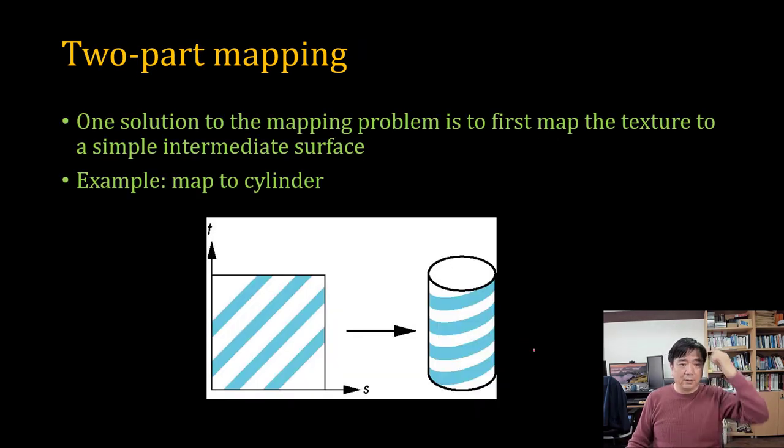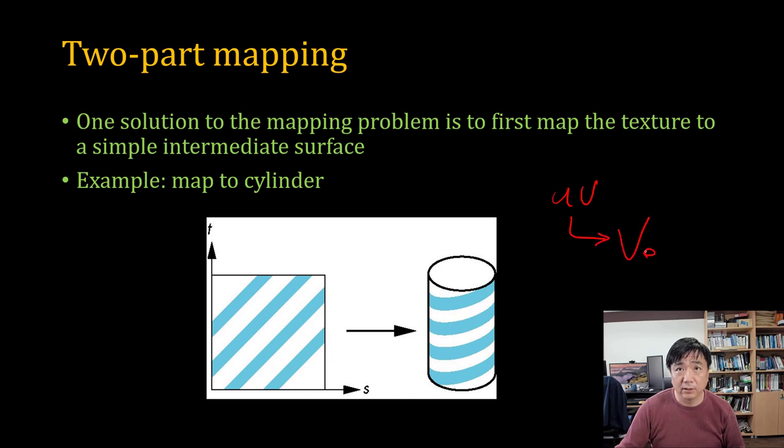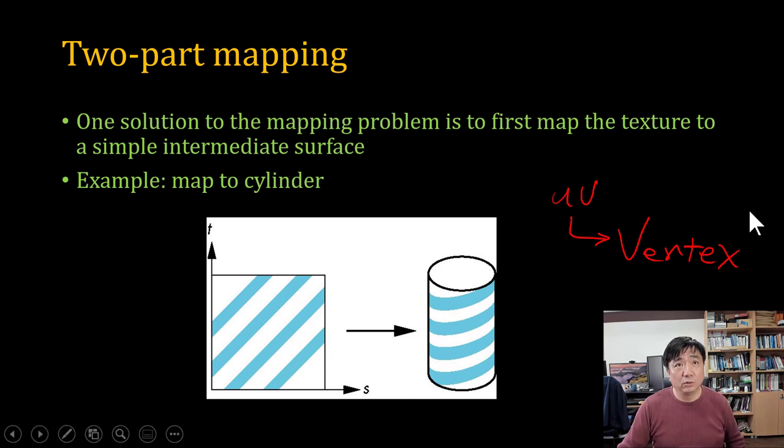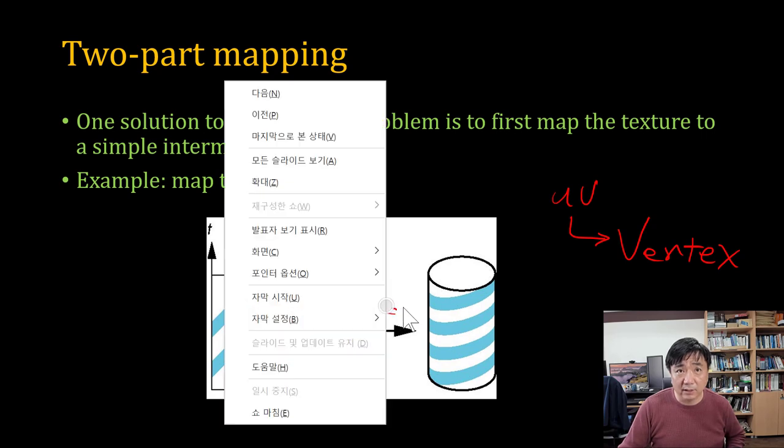Okay. Mapping means that we will give the UV coordinate to each vertex, okay? So how can you decide the UV value? First, if the shape is a cylinder, then we can use a very simple UV mathematical equation. Then we can do the mapping with these things.